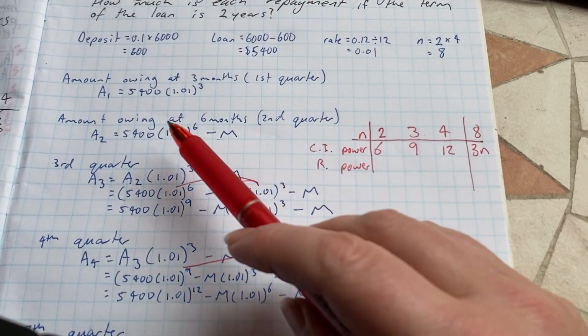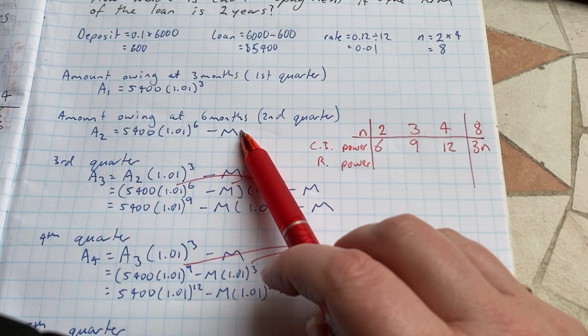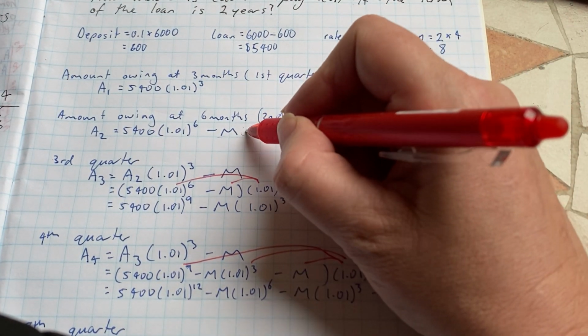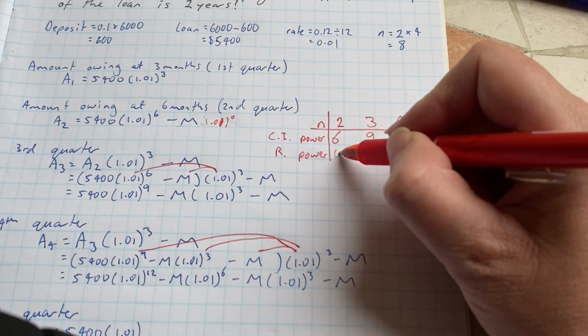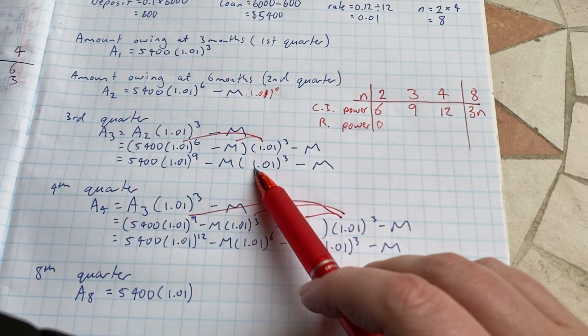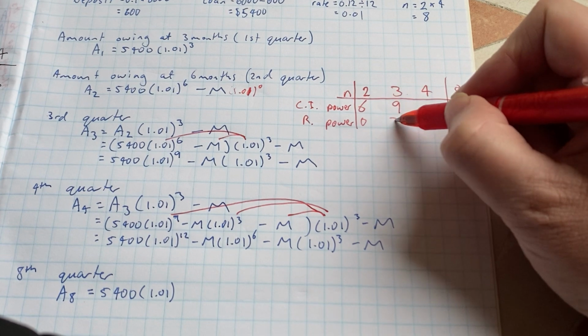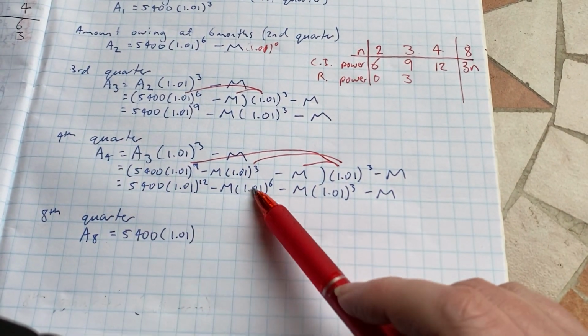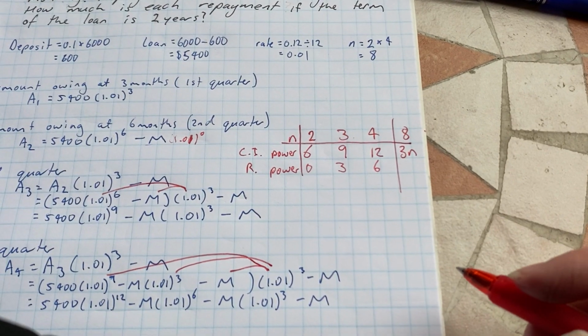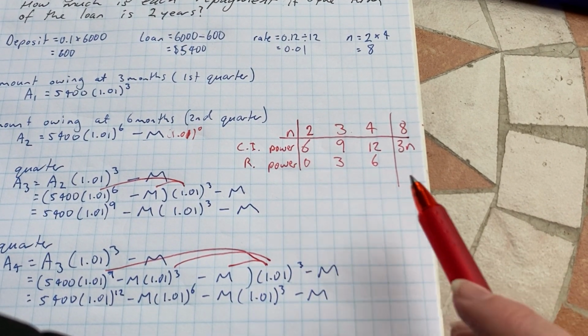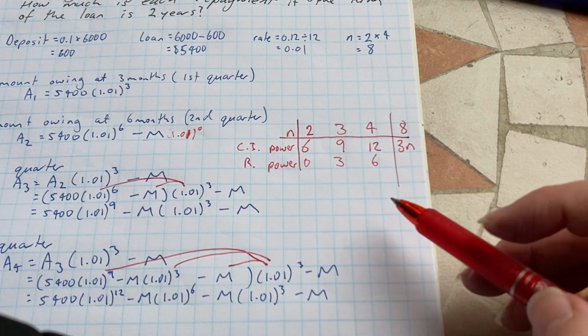So when A2, my repayment power was 0. Remember, this is 1.01 to the power of 0. My repayment power is 0. At A3, my highest power is 3. And at A4, my highest power is 6. Now, these still go up in 3, so they're still like the 3 times tables.